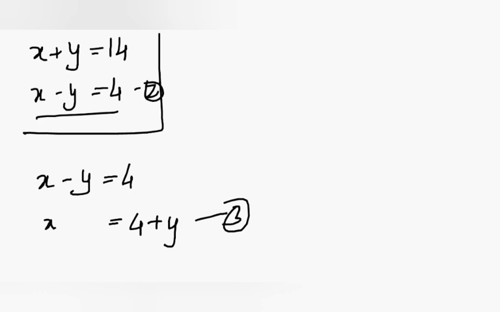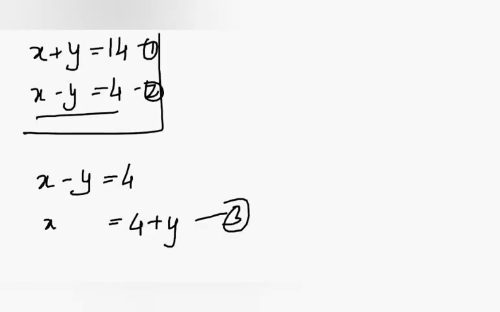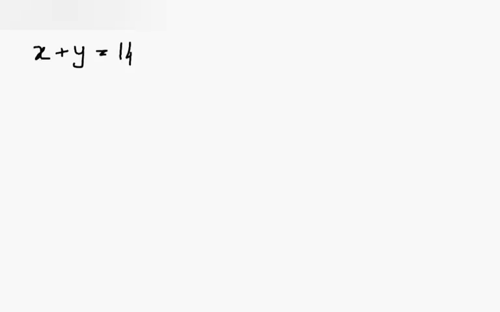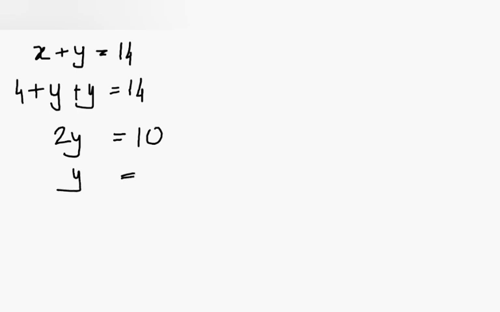Now you substitute the value of x is equal to 4 plus y in the first equation. So x plus y is equal to 14, that was the first equation, and according to the third equation, x is equal to 4 plus y. So 4 plus y plus y is equal to 14. Now y plus y is 2y, and 4 we subtract, so we get 10 here, and we divide by 2, so we get 5.